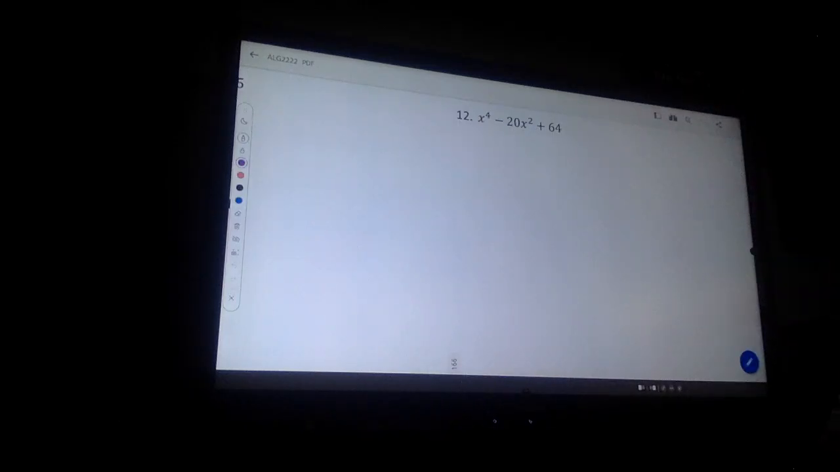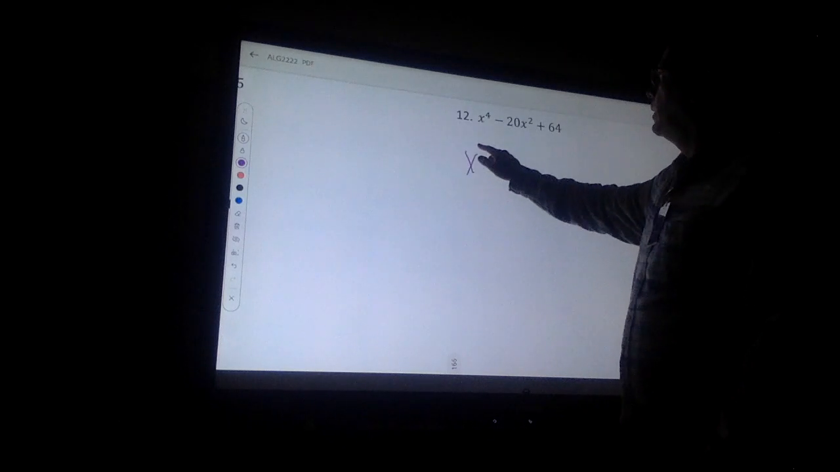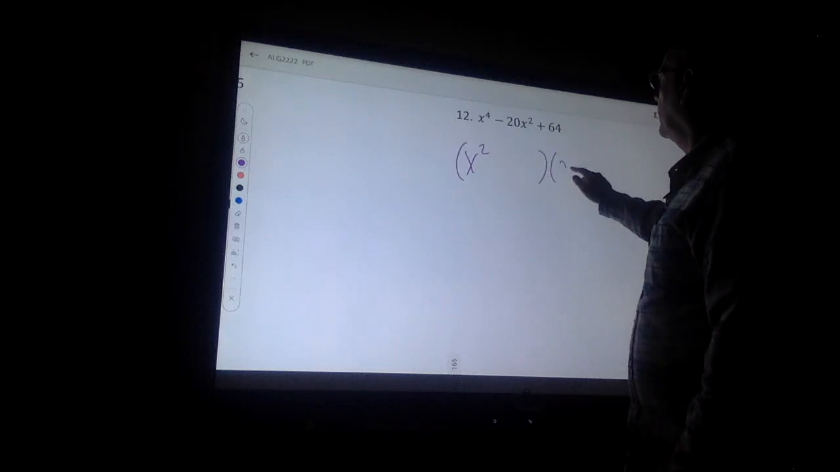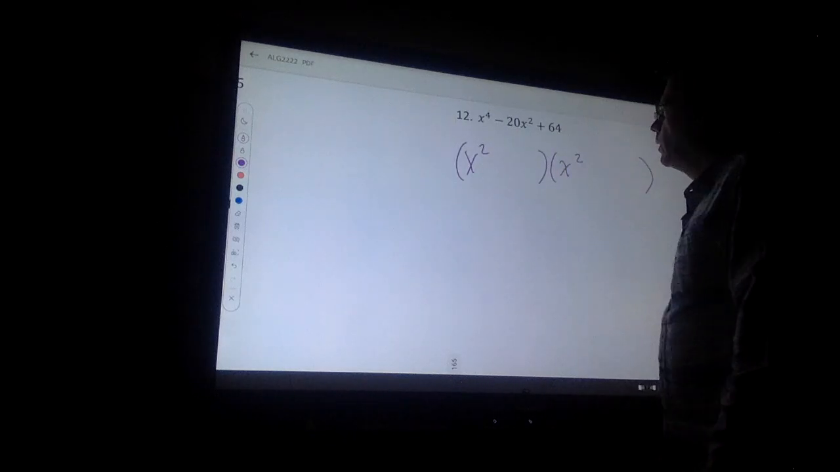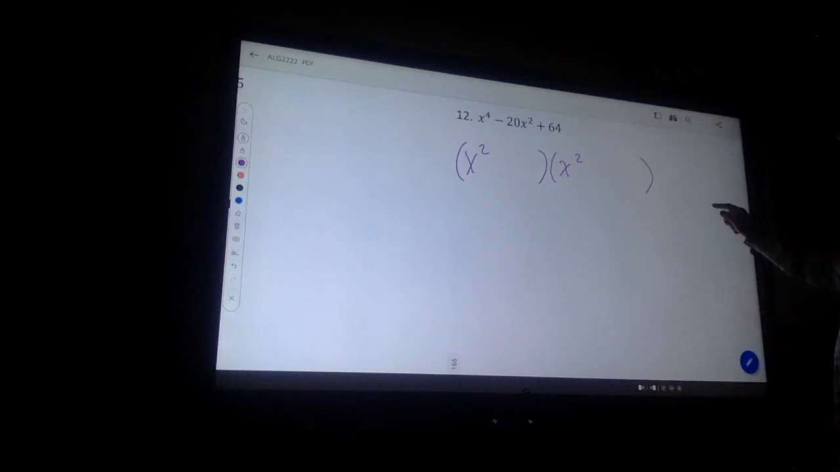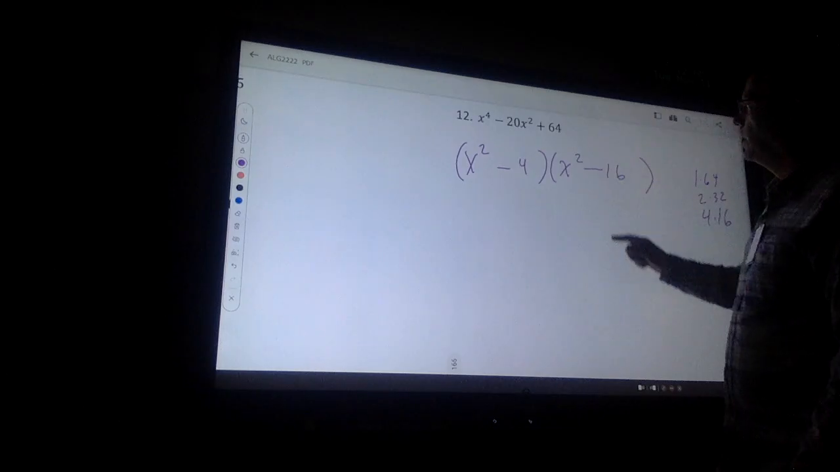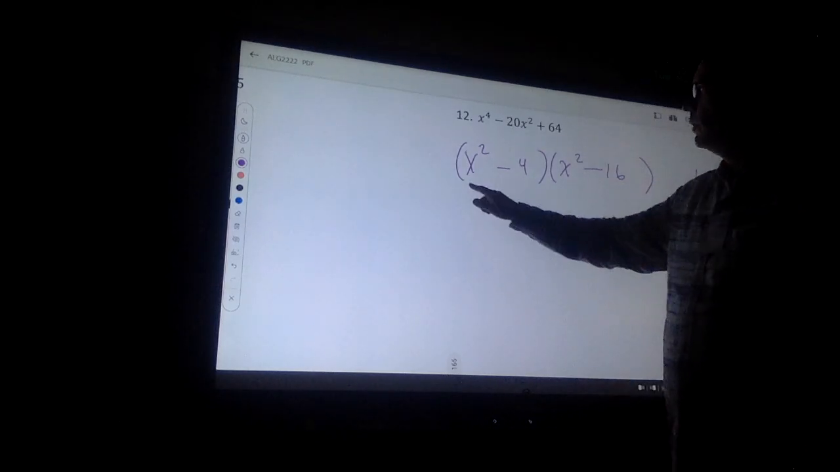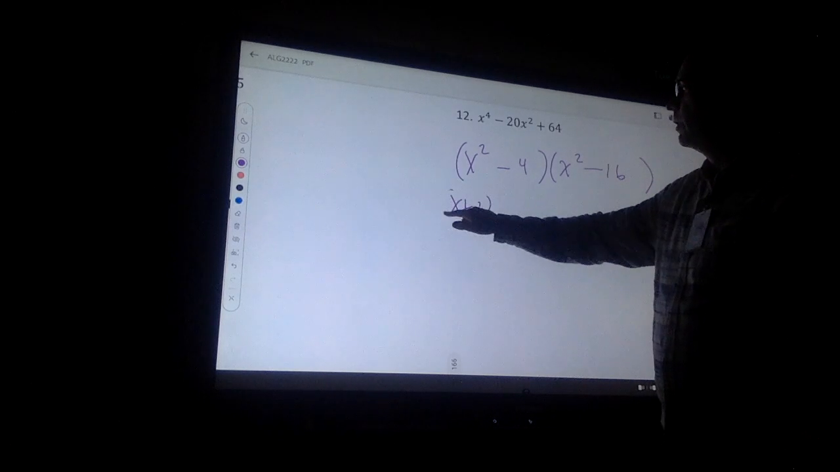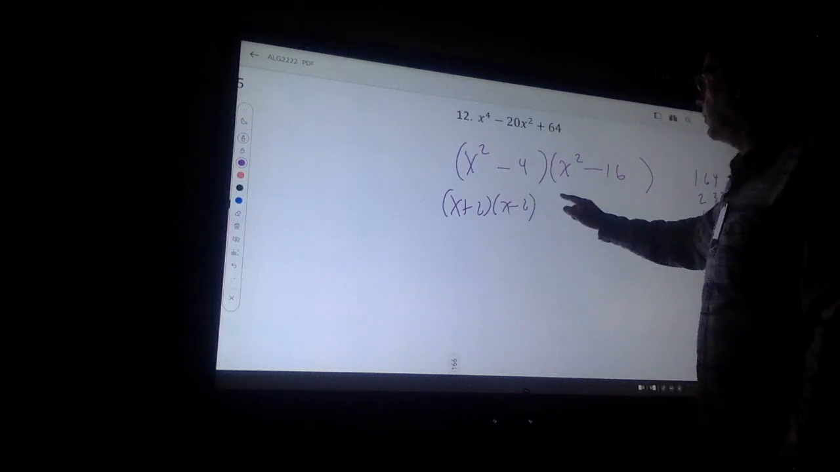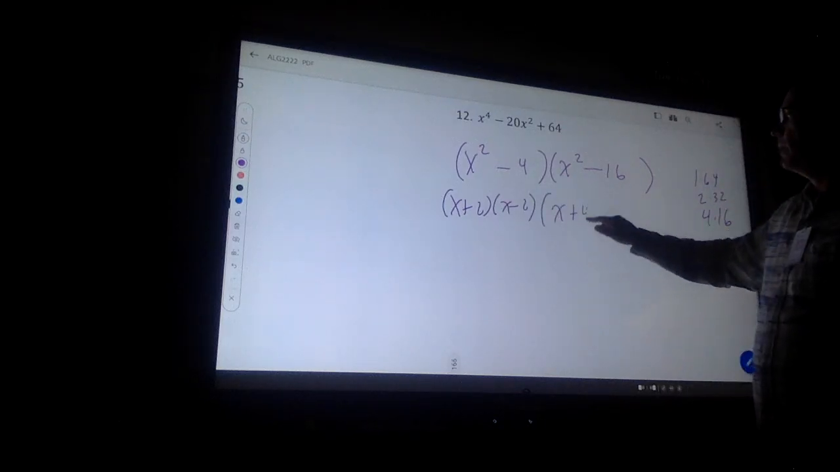For number 12, this is going to break down to x squared and x squared. What two factors of 64 would add to give me negative 20? So I get 1 and 64, 2 and 32, 4 and 16. Cool, those are both negative. Minus 4, minus 16. These are both difference of two squares. So the first one factors down to x plus 2, x minus 2. The second one breaks down to x plus 4, x minus 4.